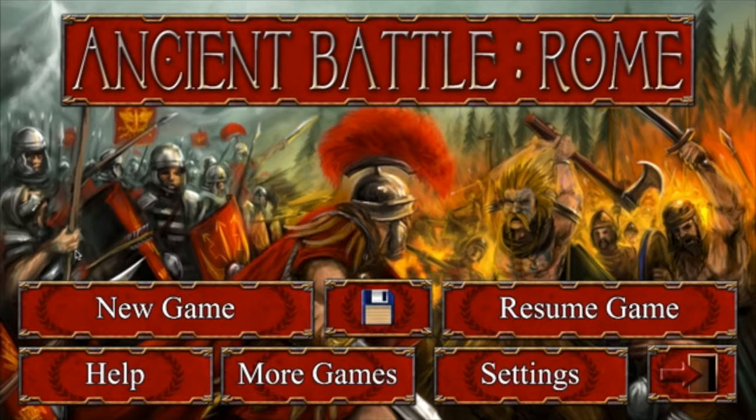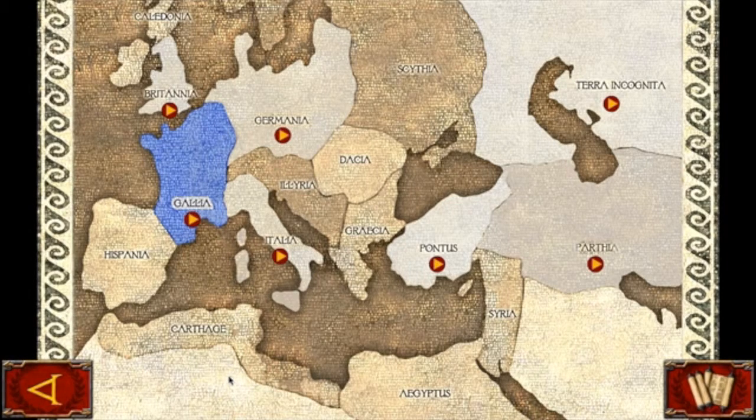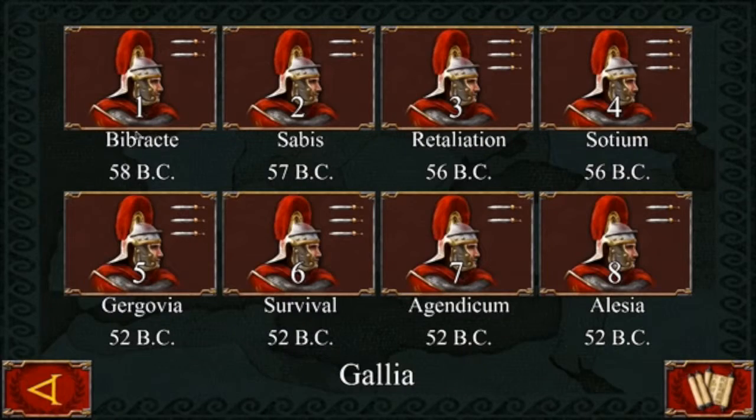Hello, today we will be talking about the game Ancient Battle Rome and how its educational opportunities could be used in a historical classroom. The premise of the game is to fight, strategize, and win against various enemies, ranging from the Germanic tribes of Gaul and Germania to other Roman generals such as Pompey and Persians, and basically anything that the Romans would have actually fought in the expansion of the empire.